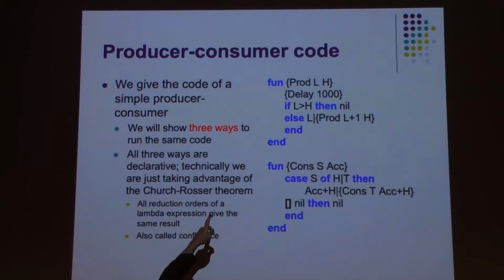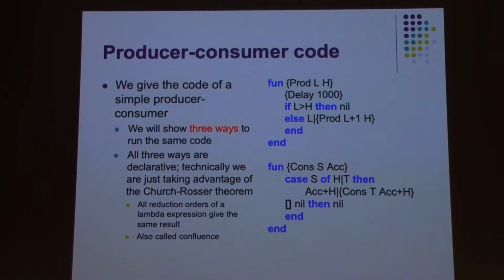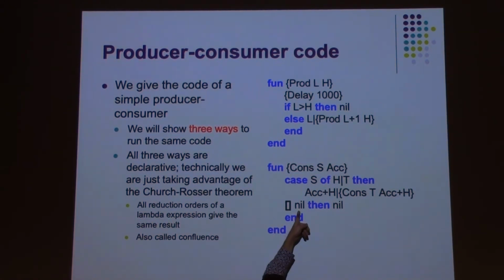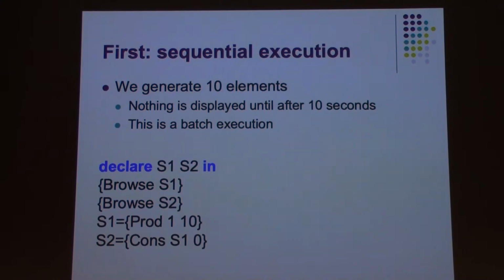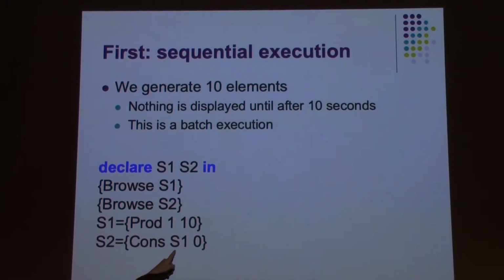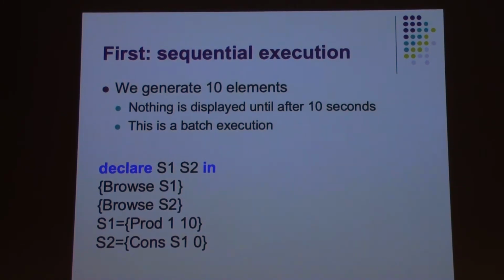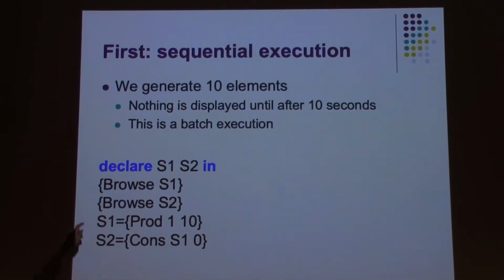First, let's look here. We have a producer which creates a list from L to H, 1, 2, 3 up to 10, for example, and the consumer which reads it, and if there's a nil, it stops, and gives you the cumulative sums. Let's now do sequential execution. Prod 1 10 and consumer starting with S1, and we browse both of them.